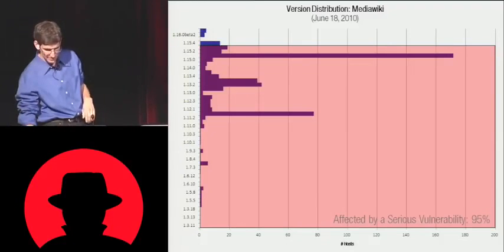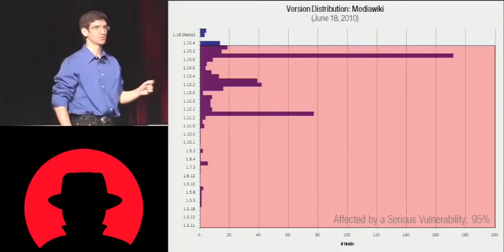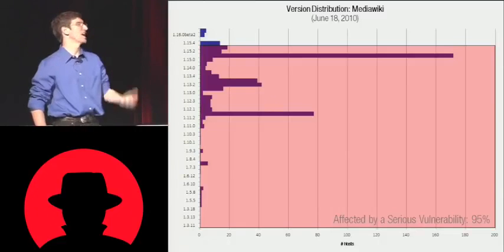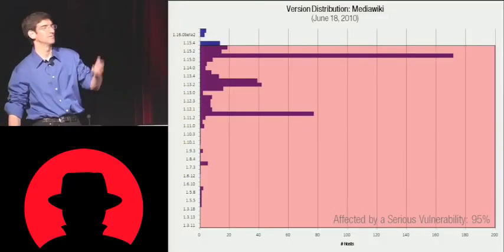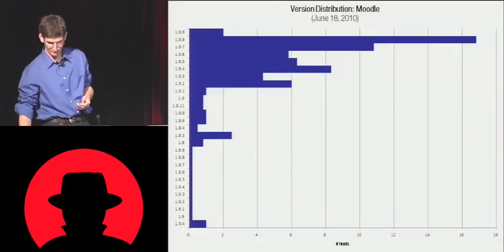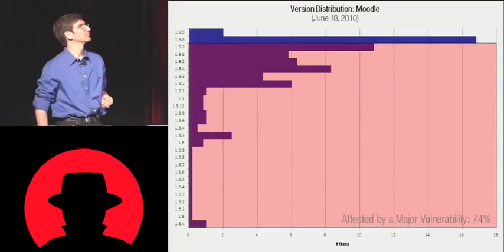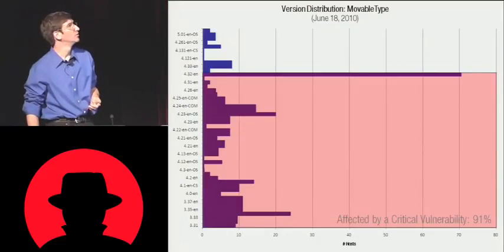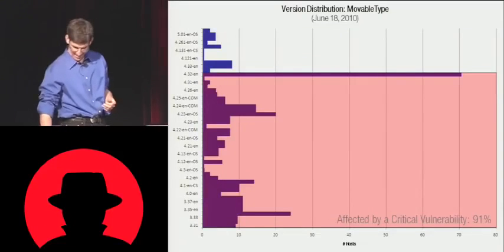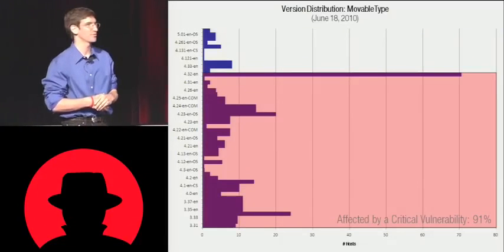You can see definitely the spikes from the package managers and the hosting providers are right here. So if you're relying on those package managers or those hosting providers to protect you, you're very much not being protected. Well, you may be, but just not soon enough. All right, Moodle, 74%. Movable Type, there you go, 91%. And ouch, these guys who were right here, you thought you were running a really popular version.